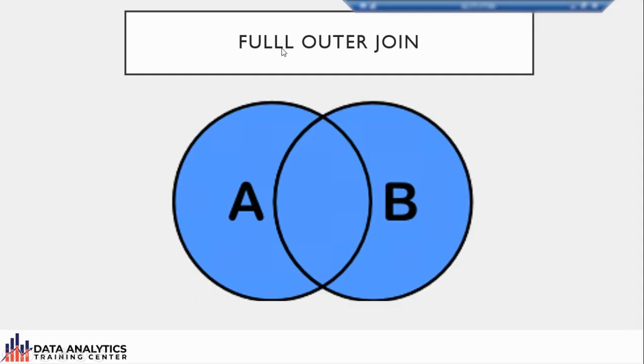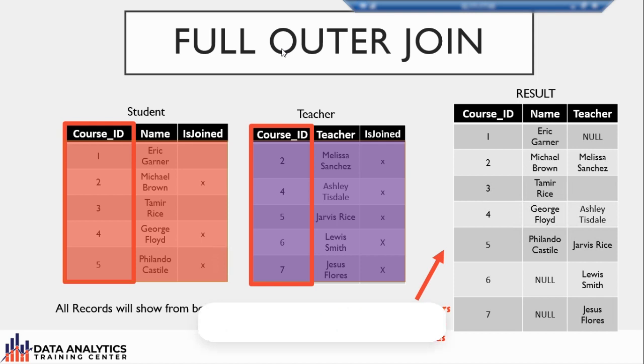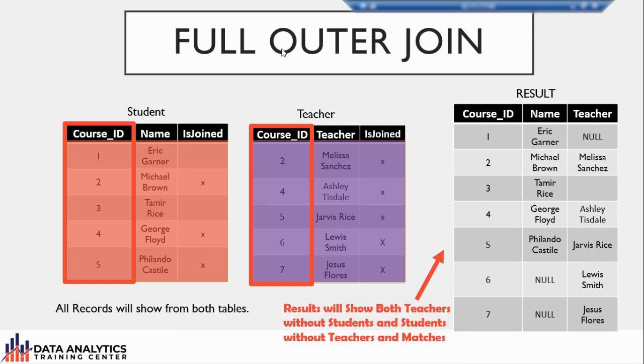In this full outer join that we have here, it's essentially going to show all the records from both tables, table A and table B, okay? Now you can see in this part, I can actually spell full outer join. You couldn't see that in the last slide, but here in full outer join, this is going to show all the records from both tables, student and teacher. The results will show both teachers without students and students without teachers, and it's going to show the matches, okay?